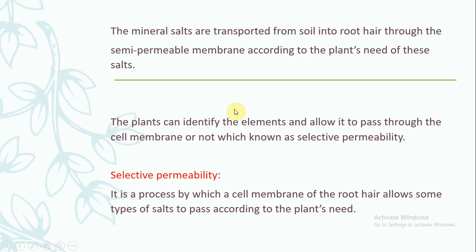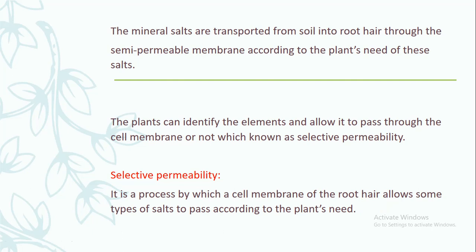So the plants can identify the elements and allow them to pass through the cell membrane or not, according to what? Selective permeability. This is known as selective permeability. What is the meaning of selective permeability? It is a process by which the cell membrane of the root hair allows some types of salts to pass according to the plant's need.